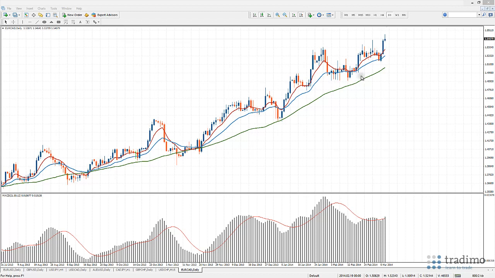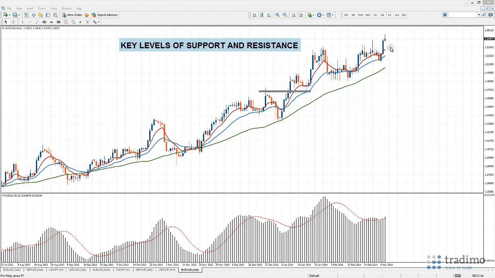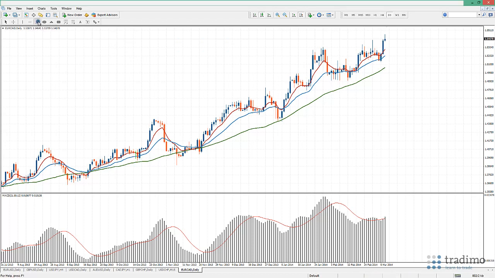The next thing we want to look for is key levels of support and resistance and trend lines. Now, if we take a trend line tool and we draw it from the high across to the next high, we have 1, 2, 3 hits. So price has currently moved into a key level of resistance.